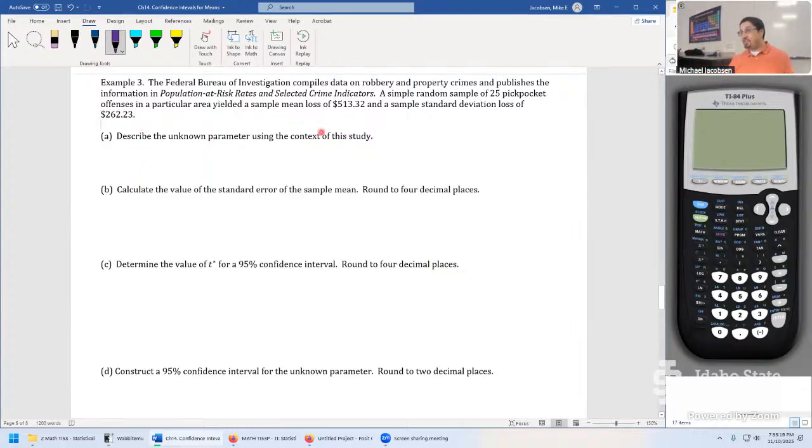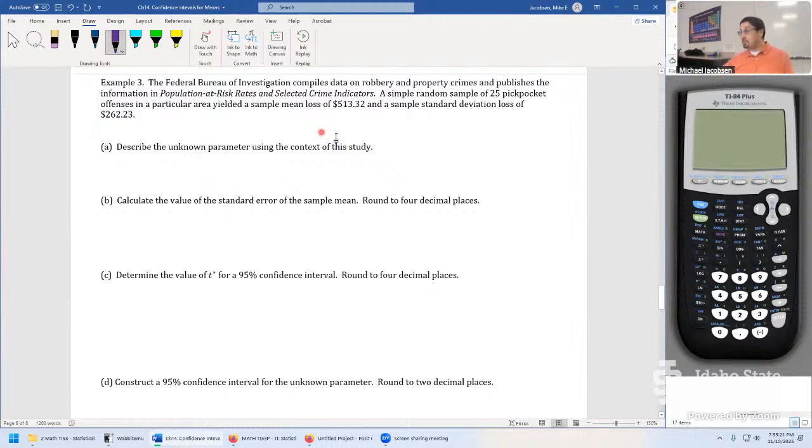And it starts off just like any other statistics problem, something that we could have looked into way back in chapter 1. This could have been a problem discussing statistics versus parameter, population versus sample. It starts off, looks like this one is about crime statistics. The Federal Bureau of Investigation compiles data on robbery and property crimes, publishes the information in, you can freely look this up, population at risk, rates, and selected crime indicators. A lot of the context was taken out of this so that we can just focus on the actual information. But this is a great source of statistics problems if you ever want to just look into a random set of data.